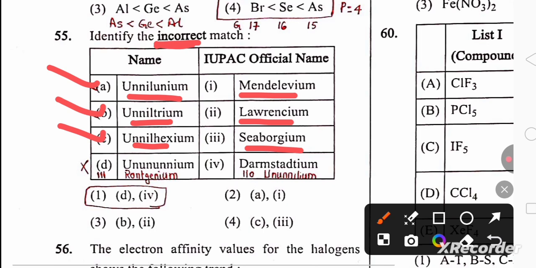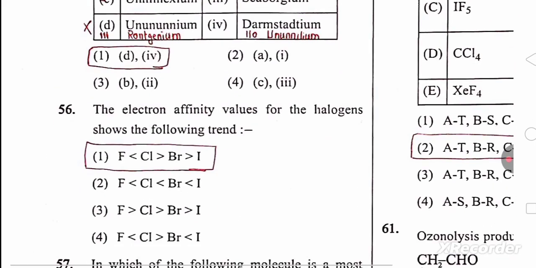Unnilunium, that is 111, is called roentgenium. Roentgenium, not darmstadtium. Darmstadtium is the name of atomic number 110, ununnilium. So this one is the incorrect match in this case. That is option 1. D with 4 is the incorrect match. Let us move to the next question.